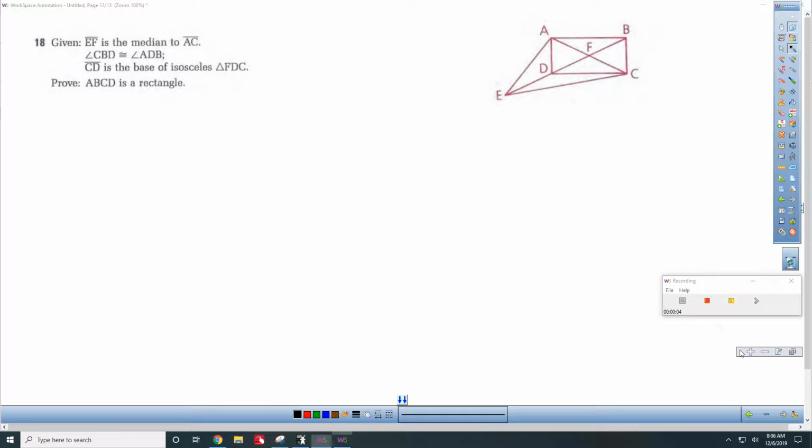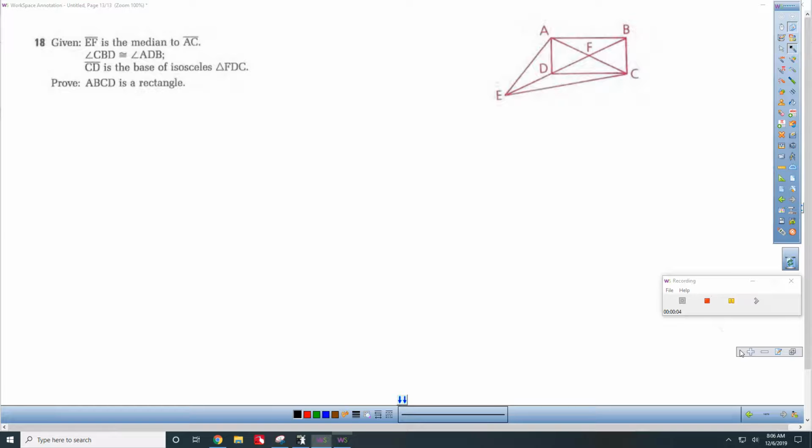We're here with a little 7-2 action. This is a hard proof. I'm going to walk you through how I'm going to do this, and then I'm going to erase that because I'm not going to have enough room. But essentially, let's mark what we're given.